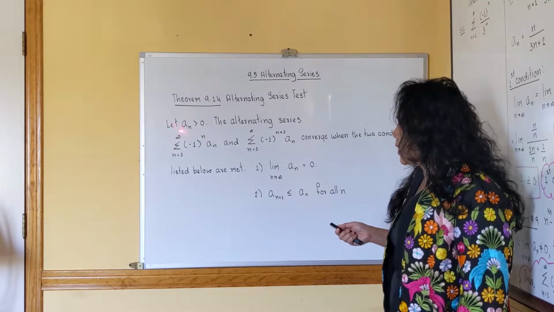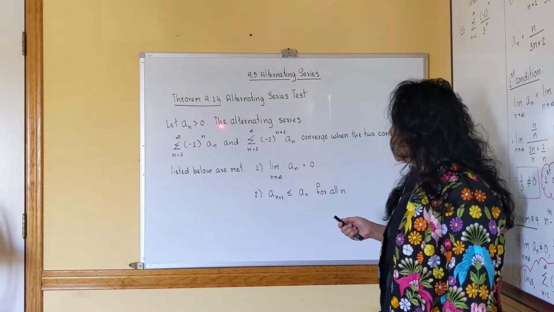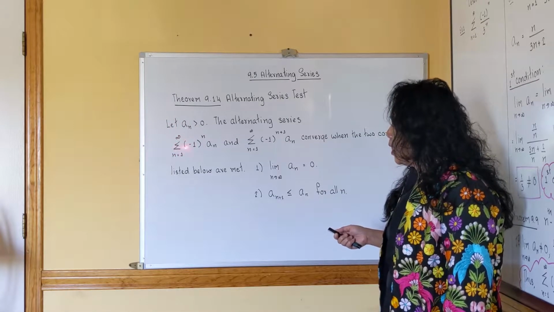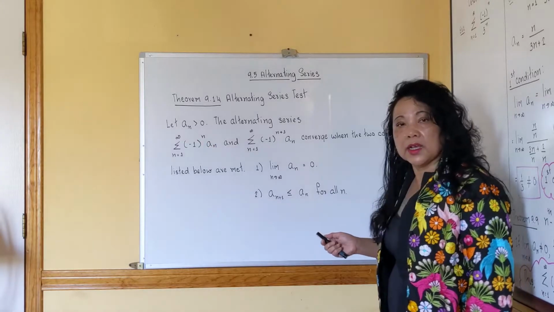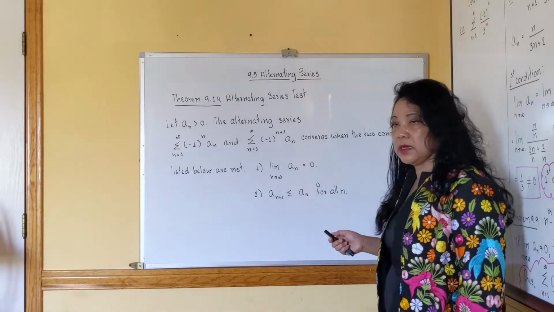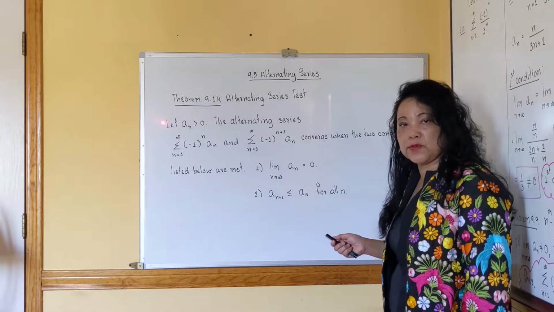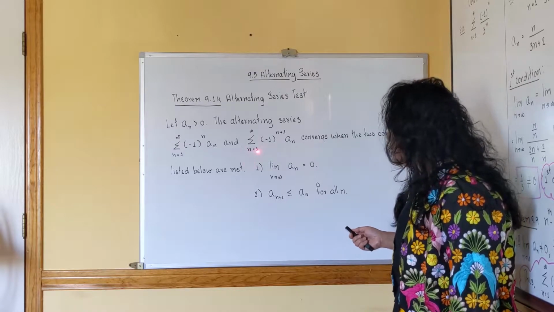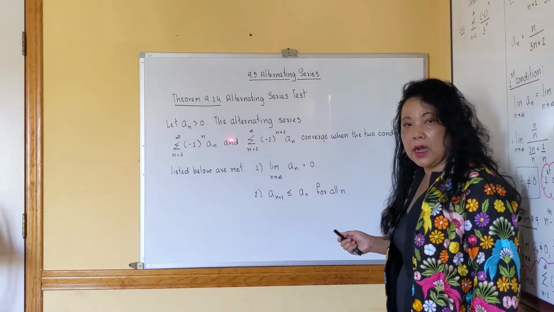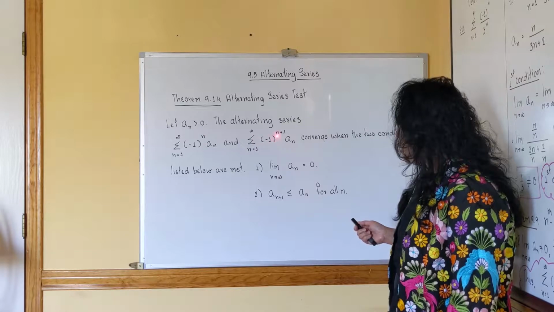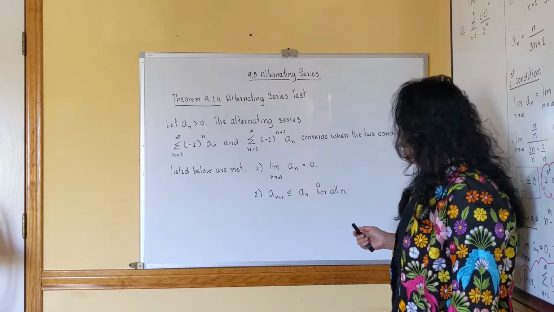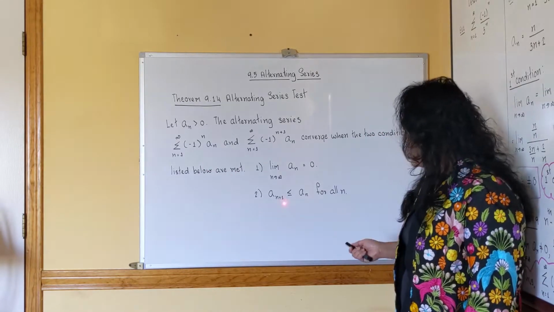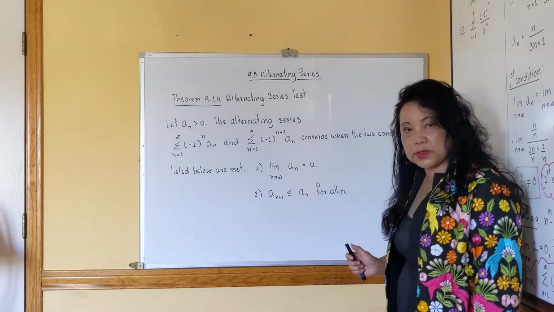Let a sub n be greater than 0. The alternating series, sigma n from 1 to infinity, of negative 1 to the n a sub n. If you have negative 1 to the n, the terms will alternate negative, positive, all the way to infinity. Another form is sigma n from 1 to infinity of negative 1 to the n plus 1 a sub n. It converges when two conditions are met. You have to check these two conditions, and both of them have to be satisfied.